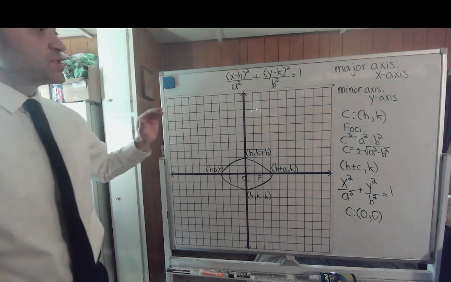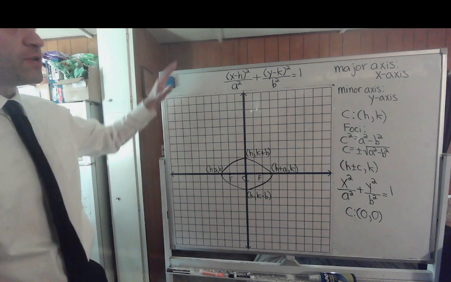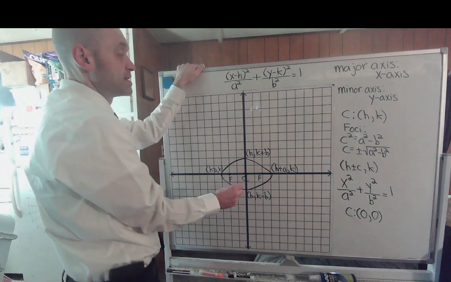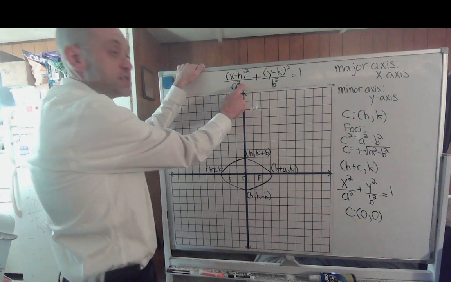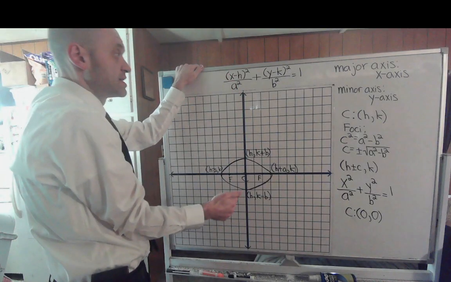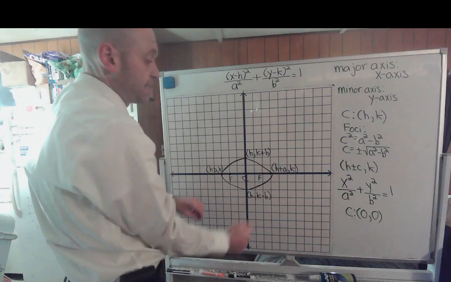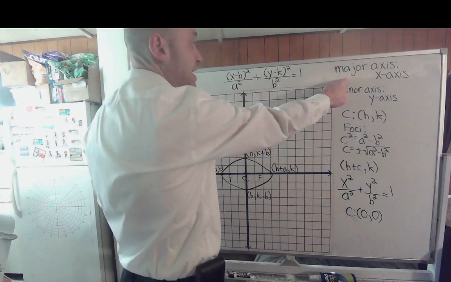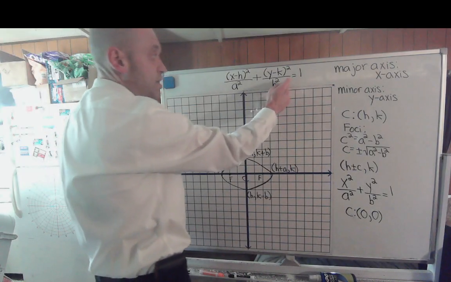First let's talk about a minor axis. So you've got your major axis, in this case the x-axis, because the bigger denominator is below the x. That means it's going to be more elongated on the x-axis and shorter on the y. So the major axis is the x-axis, the minor axis is the y-axis, because a smaller number is below the y.